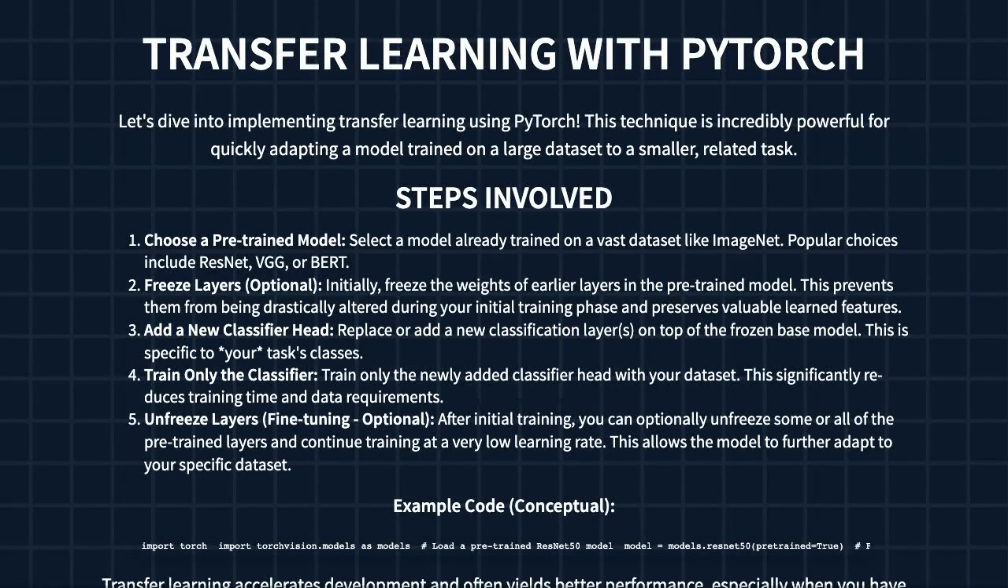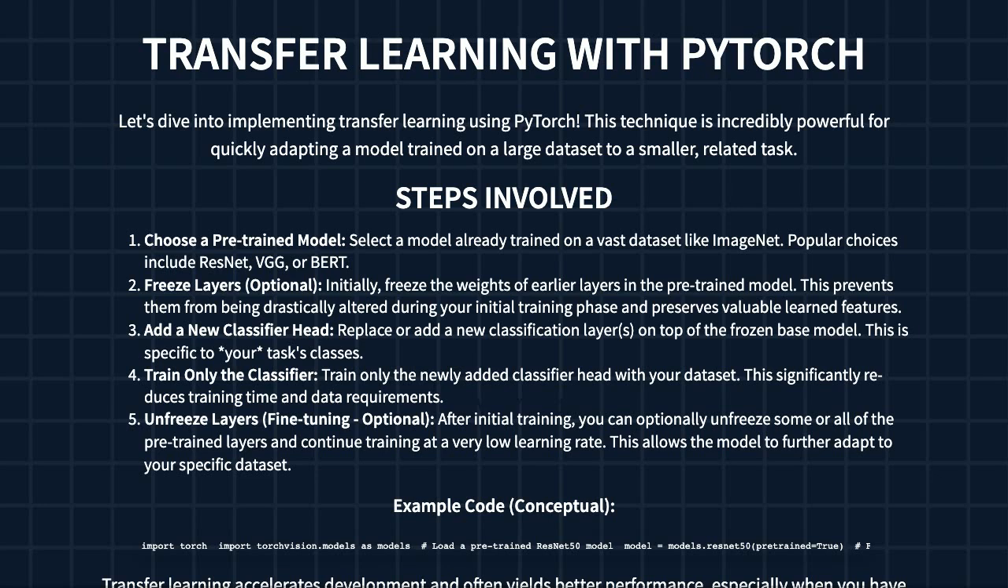Okay, so transfer learning is a really smart way to build machine learning models. Basically, instead of starting from scratch with a completely new neural network, we leverage the knowledge that an existing model has already gained from training on a huge dataset like ImageNet. We pick a pre-trained model, ResNet, VGG, BERT are some popular ones, and then adapt it to our specific task.